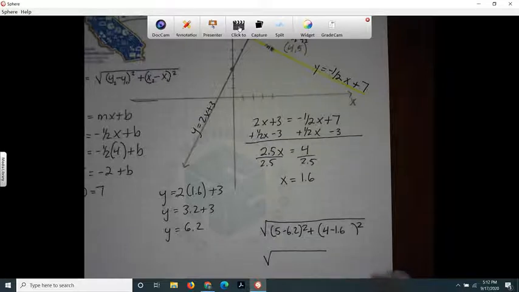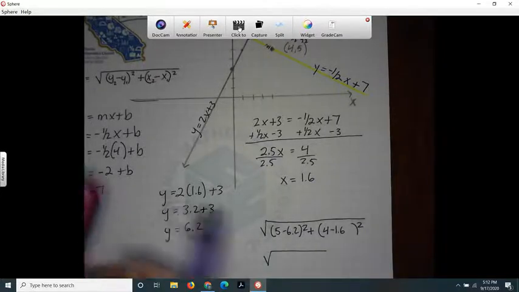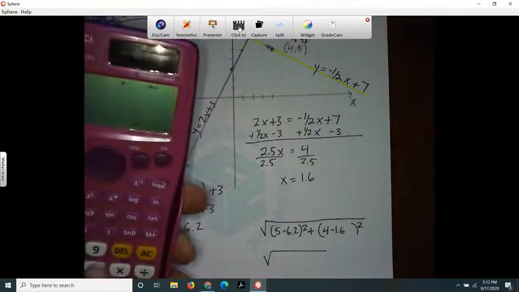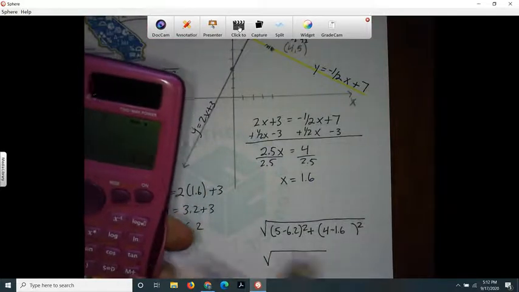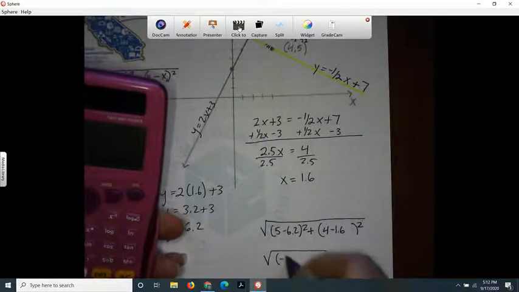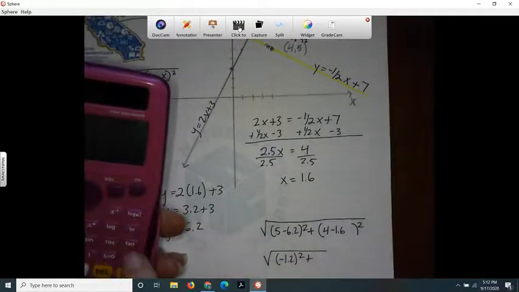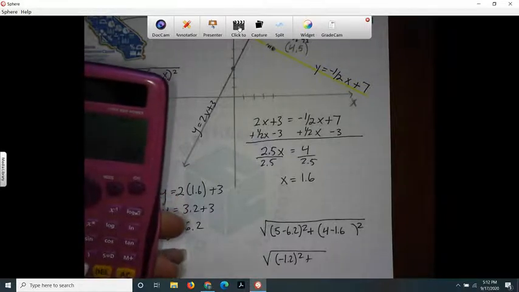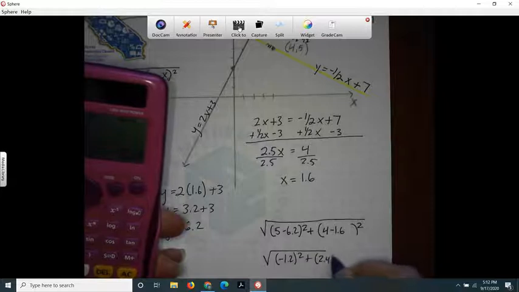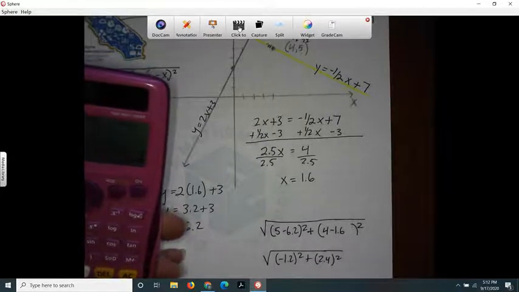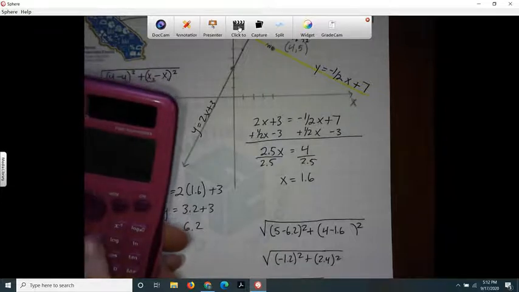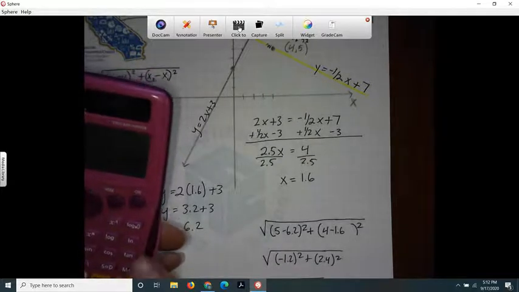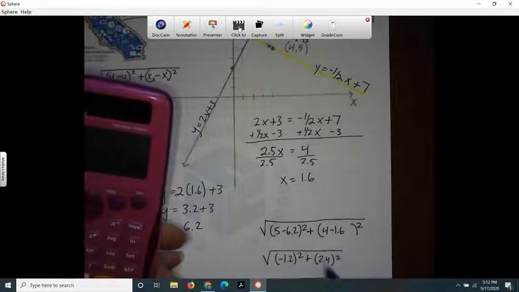Oh, did I do it right? I guess it wouldn't matter if I find the differences, huh? Let's see if this works out right. This one's 5.76.